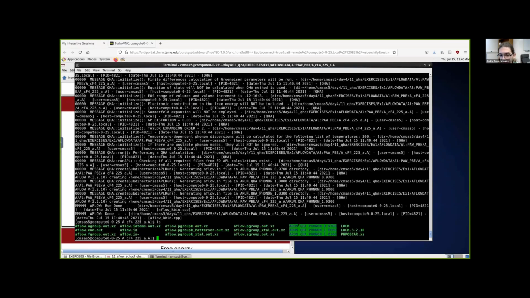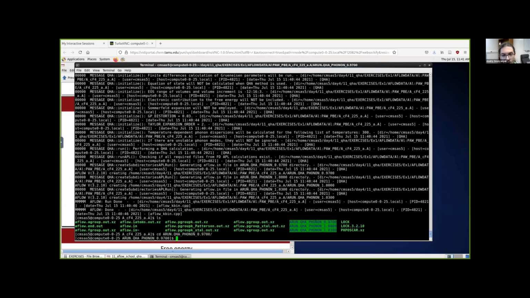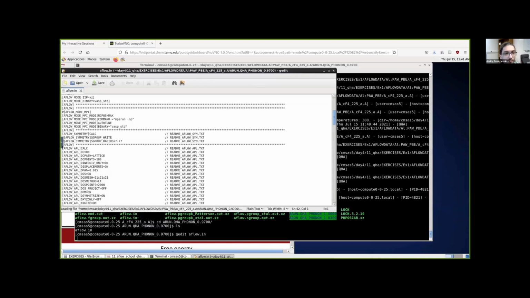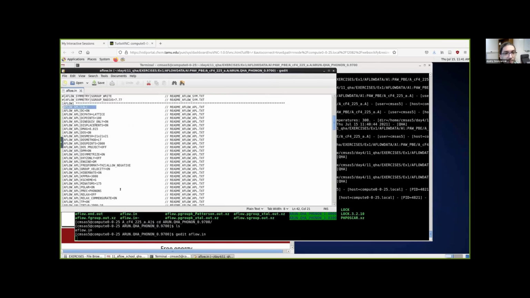And as you can see, 3 directories were created. The first one corresponds to 3% compression volume. The second one is the original volume, and the third one is 3% expansion volume. And if you go into any one of them, you will have an AFLOW file for the APL calculation uncommented for you, and it takes all of the APL settings from the main parent file.